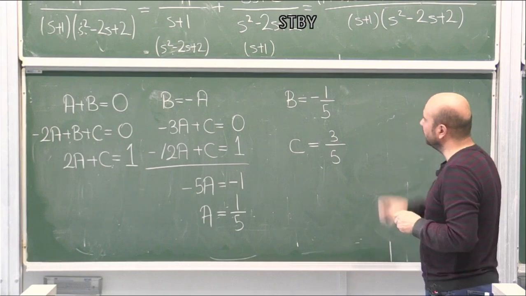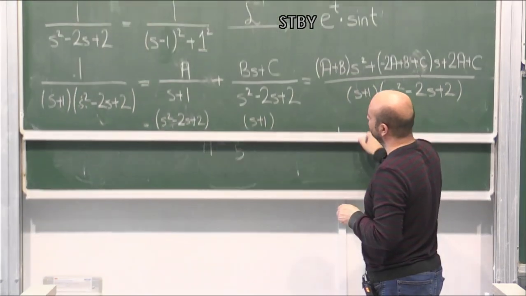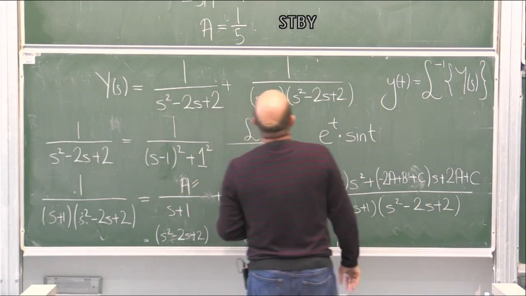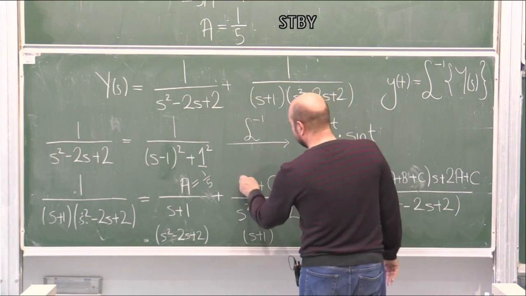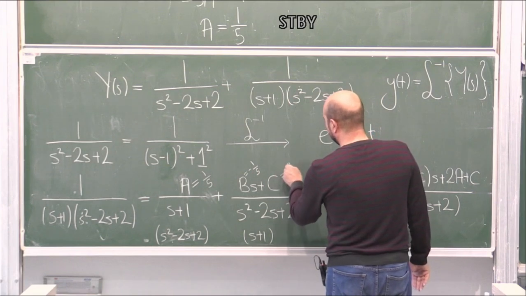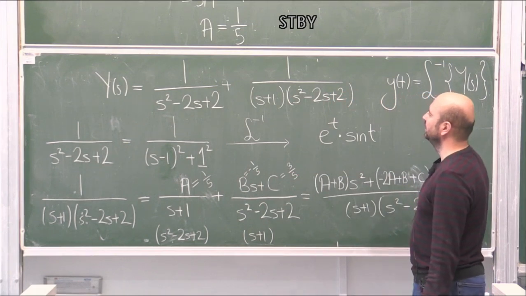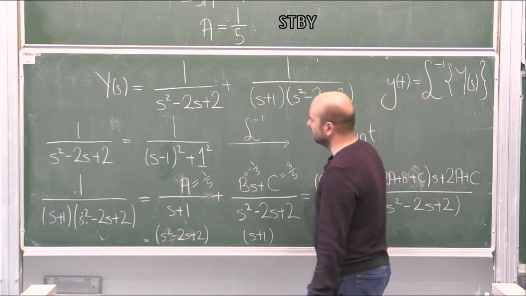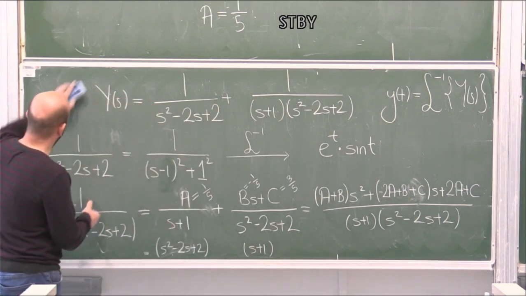Okay, now let's go back to the constants. So now this a is 1 over 5, b is minus 1 over 5, and c is 3 over 5. So now I have to find their inverse Laplace transforms. So let's do it here. You can follow from this one.